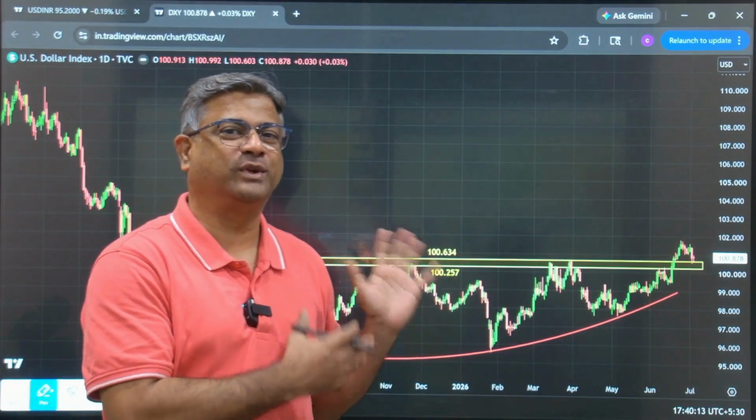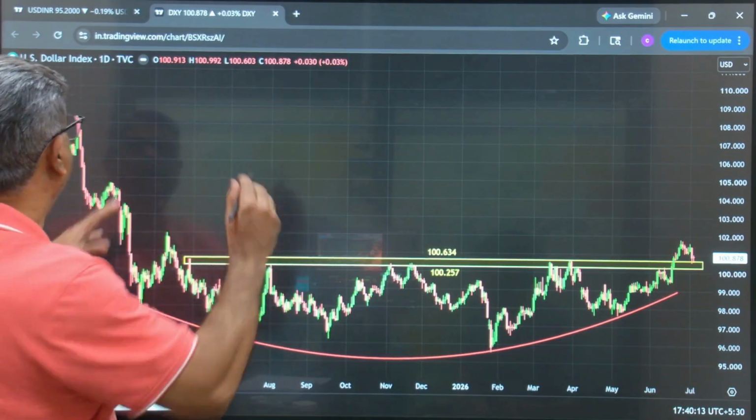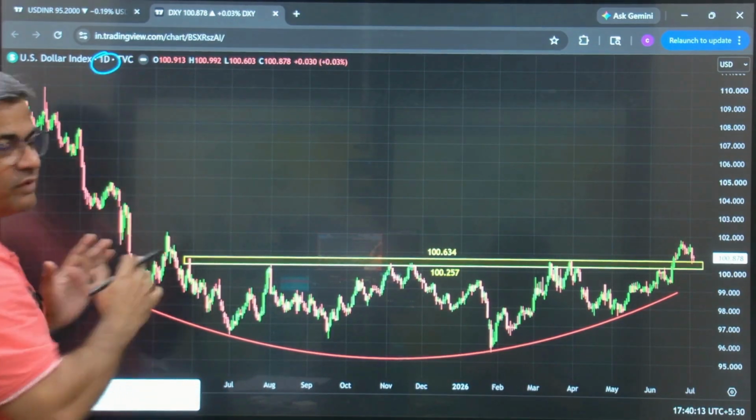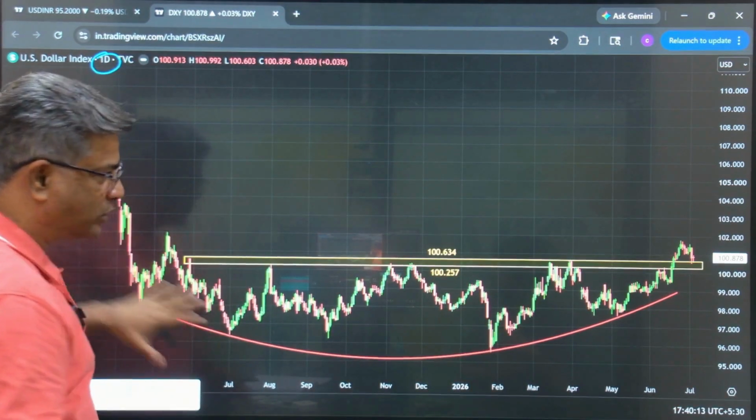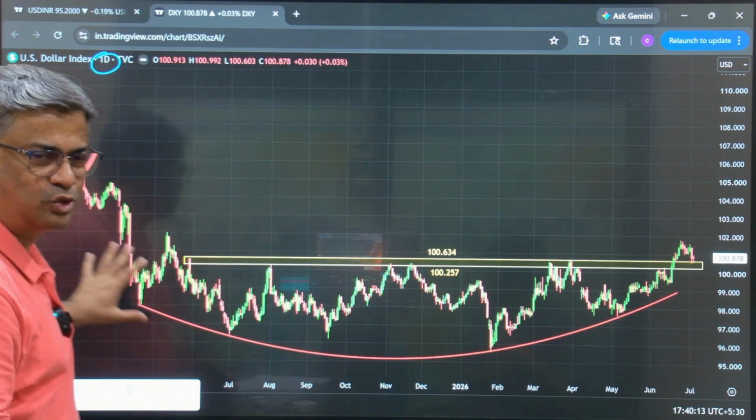Today I am going to start with the dollar index and look at the dollar index DXY chart. Remember, this is a daily chart. So we are looking at the daily time frame and a reasonably long period, almost 1.5 to 2 years.